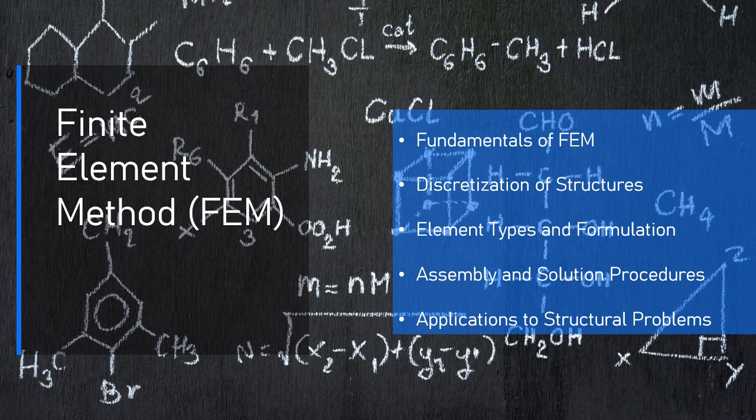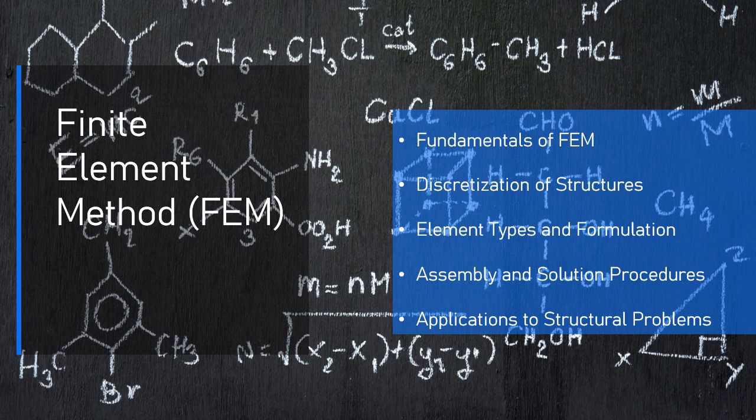The quality of the mesh significantly impacts the accuracy of the FEM solution. Important considerations when creating a mesh include element size. Smaller elements can better capture gradients in stress, strain, or displacement. Element shape. Regular shapes, such as squares or cubes, tend to produce better results compared to irregular shapes. Element refinement. Mesh refinement in regions of high stress gradients or complex geometry can improve the solution's accuracy.